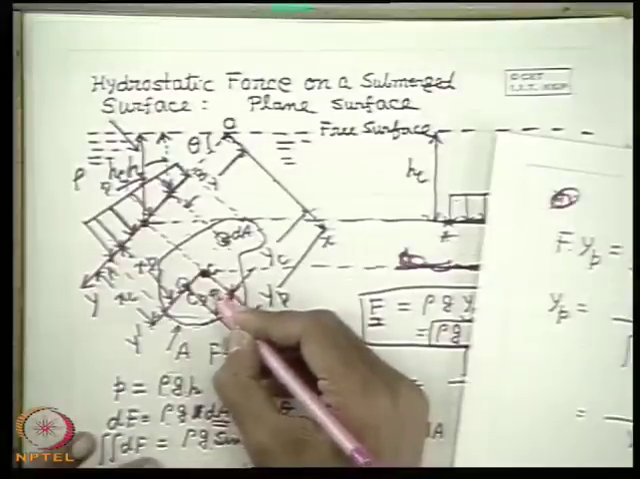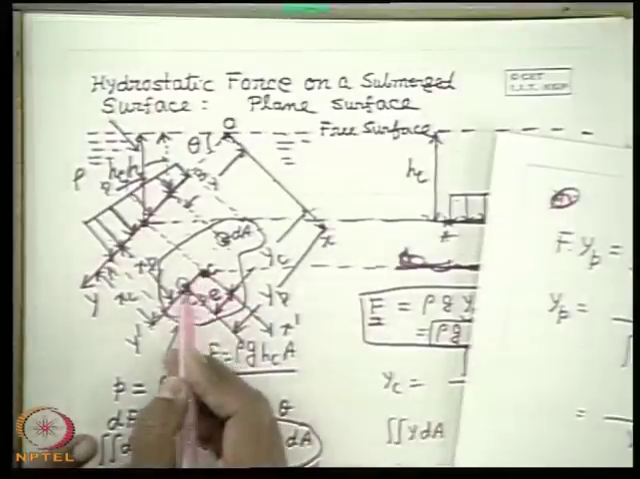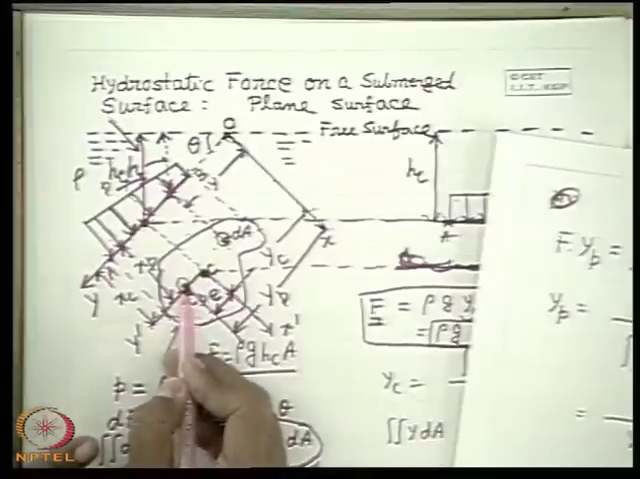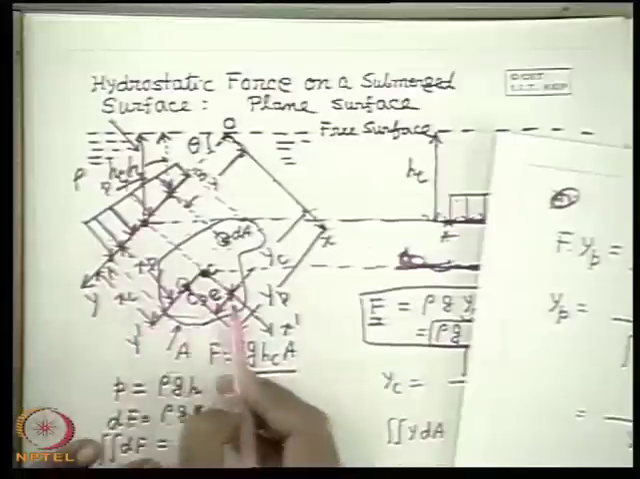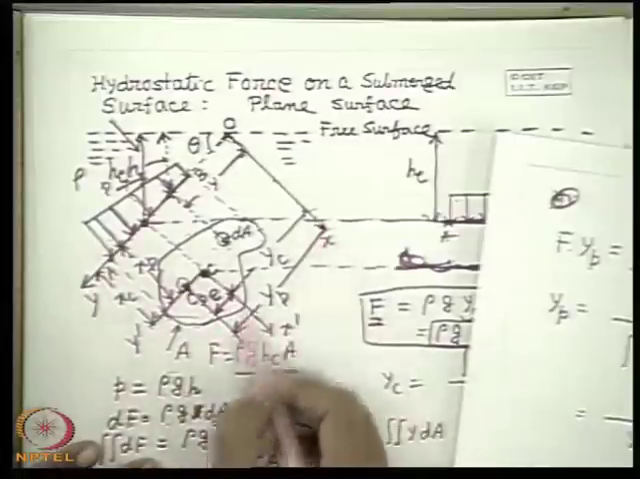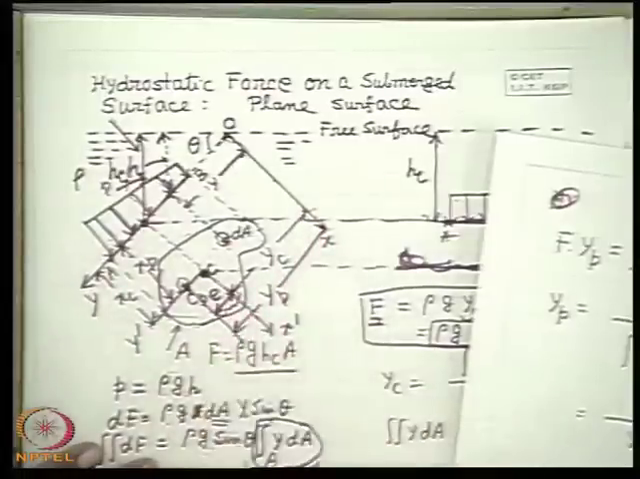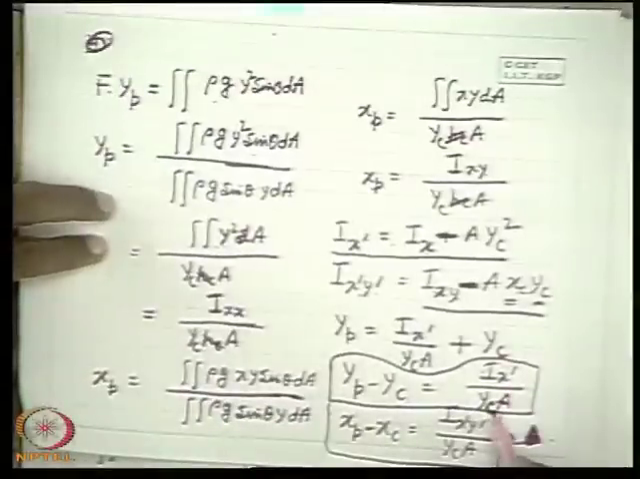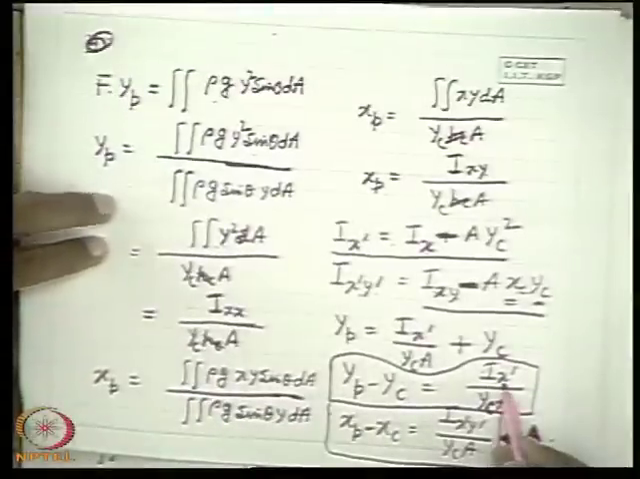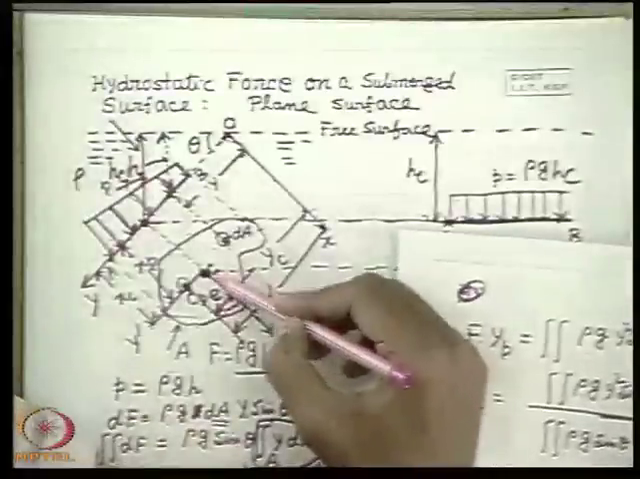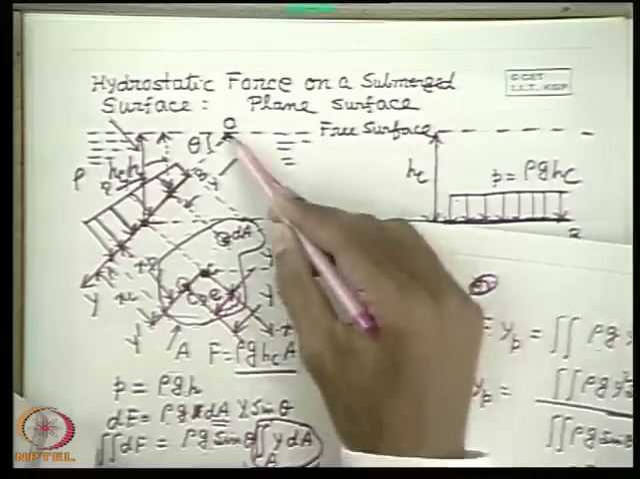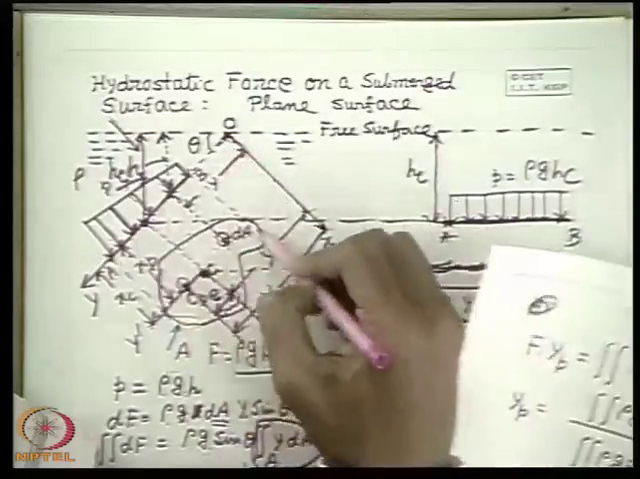Sometimes this is told as the eccentricity. That means how far the center of pressure is shifted from the center of area in the direction along the plane. So this is yp minus yc. So this distance is given by a simple expression Ix dash divided by yc A. Ix dash is the second moment of area about this Ox dash axis, and yc is the center of area in respect to this coordinate, and A is the area.